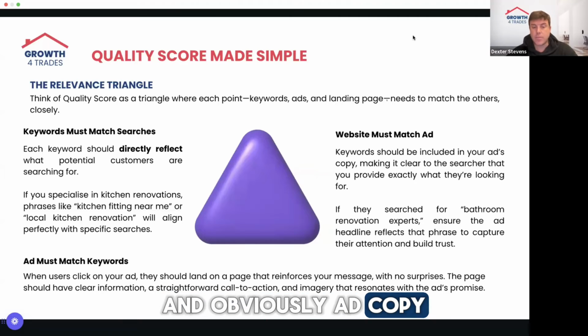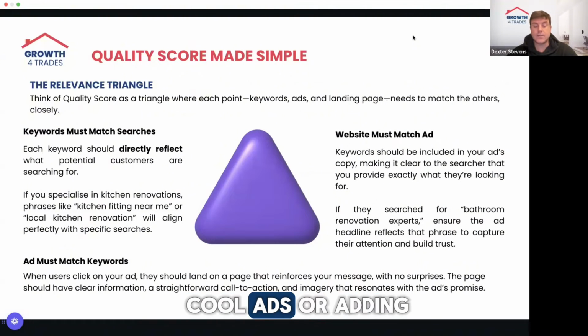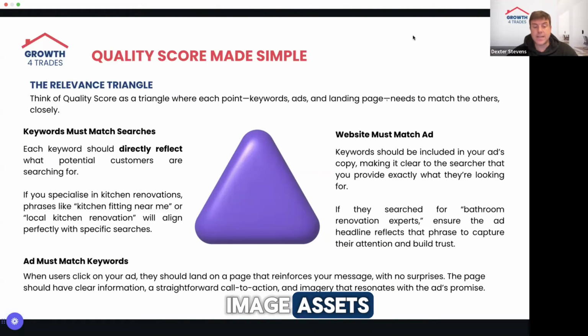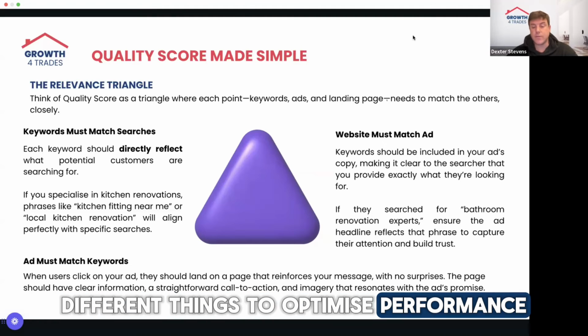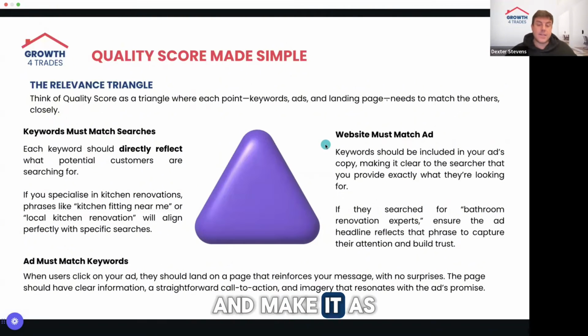And ad copy also helps with it. Use all the Google assets, like setting up call ads or adding image assets and all the other different things to optimize the performance. Also, if you've got an offer on, add that into the ad copy and make it as prevalent as possible to make sure that the click-through rates go up.